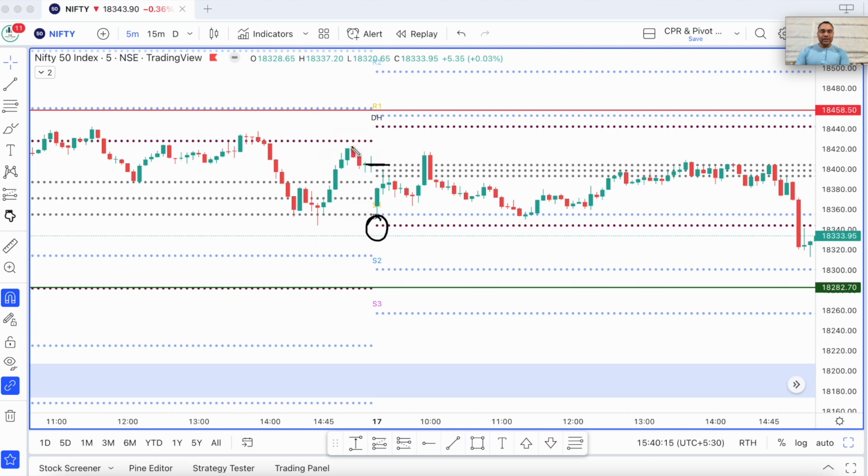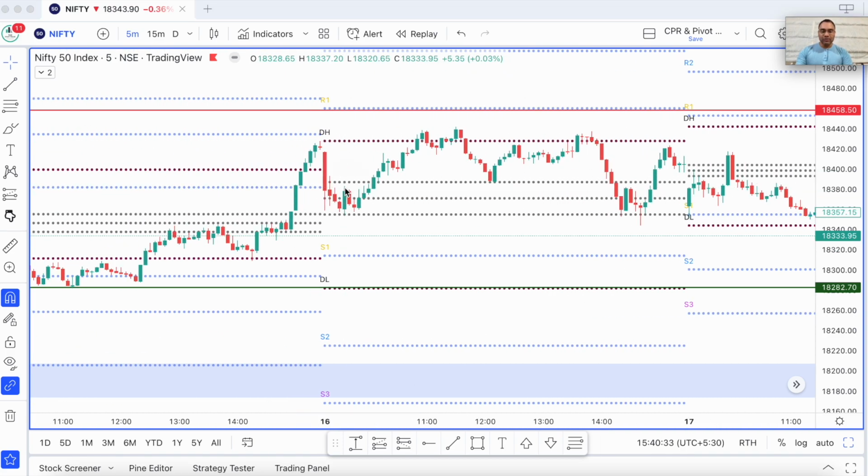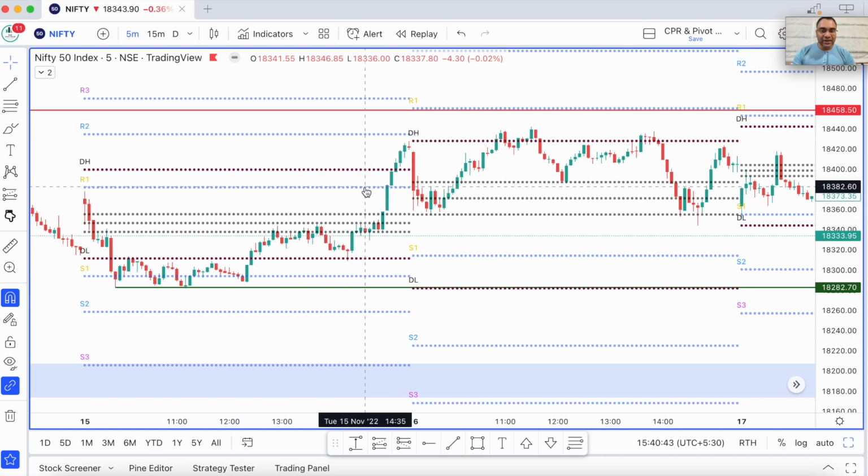I keep saying one thing to you always, that three levels are very important for an intraday trader: the PDH, the PDL, and the PDC, the previous day close. These are very important levels for any intraday trader. Whenever the PDC is close to the PDH, like for instance here, where this was the PDC, the previous day close, and this was the previous day high, then a different kind of strategy should be used.